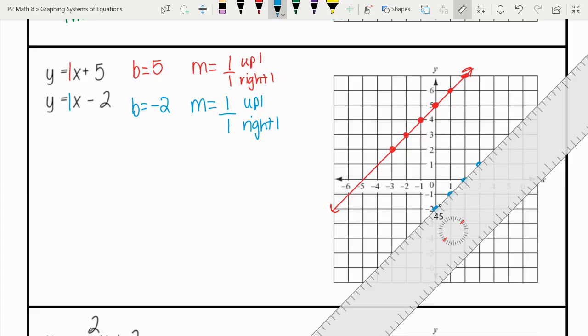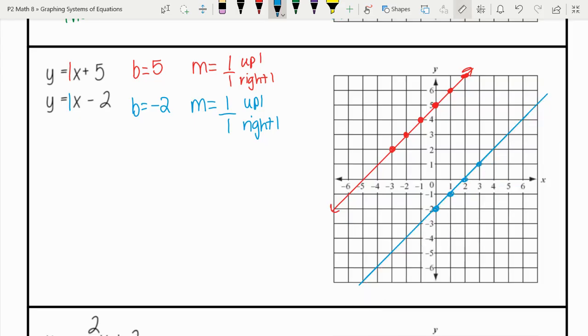Okay, and once I create my line, I'm going to look and see where they intersect. And if you could imagine these lines going on forever and ever, do you think that these lines are ever going to intersect? The answer is no. And so because they will never ever cross, there's going to be no solution.